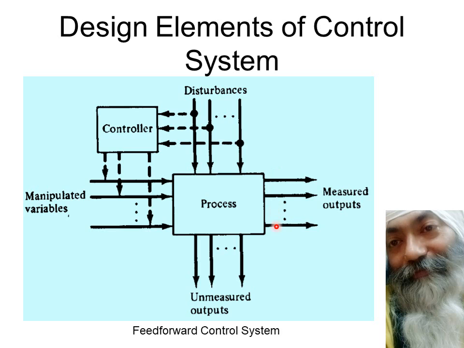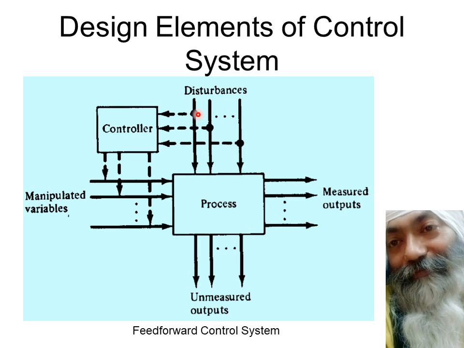There's no change. The process is not affected. We don't take any feedback. We don't measure this feedback because we are quite sure that we have taken the action and all the effect of disturbance is countered by the manipulated variables. So these measured outputs go as such in the controlled form. You may measure it for your own satisfaction, but actually it's not used for control.